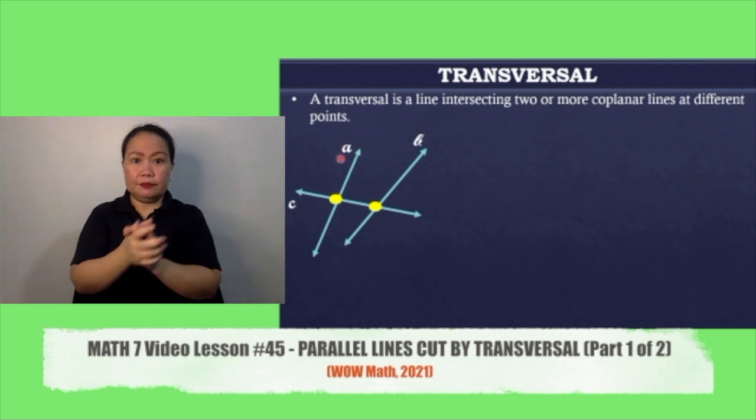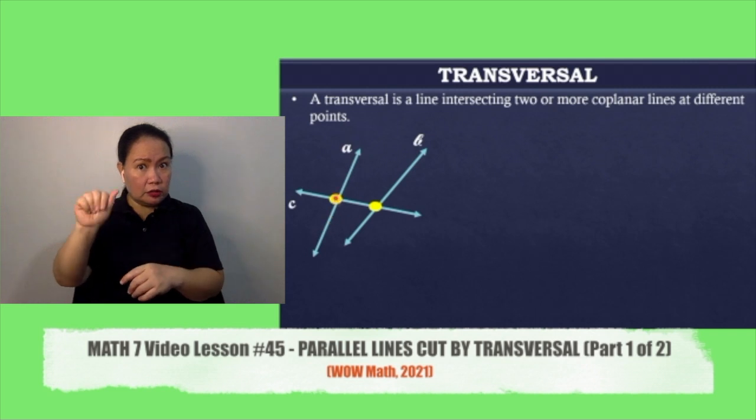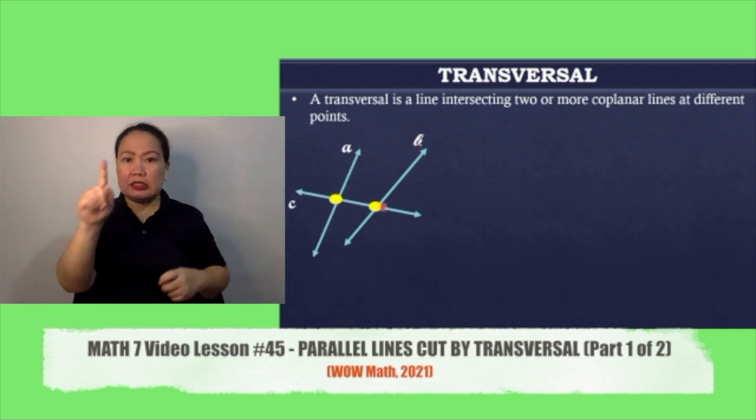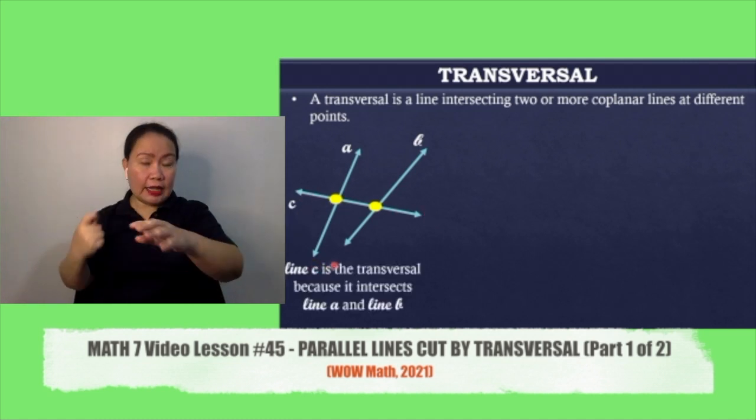How about si A? Matatawag ba natin transversal ito? No. Why? Kasi ang in-intersect niya isa lang. Ganon din si B. So, ang transversal natin dito is itong si C. Okay? So, line C is your transversal.